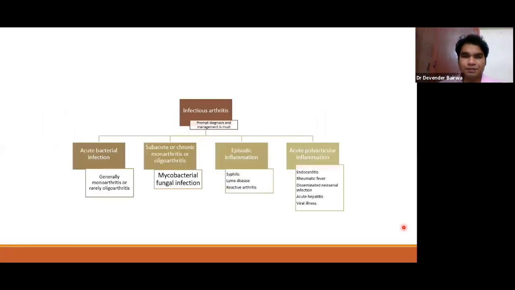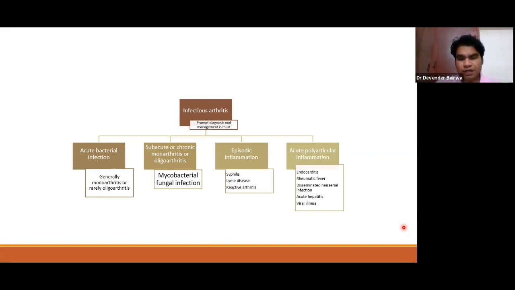Approach to patient. Why is infectious arthritis so important? Because if the joint is infected and you do not treat that infection within a short span of time, what can happen? There will be so many proteases, neutrophils, and so much inflammatory infiltrate that it will lead to rapid degradation of cartilage and joint damage. That is why all patients suspected of infectious arthritis must have a prompt diagnosis and management.